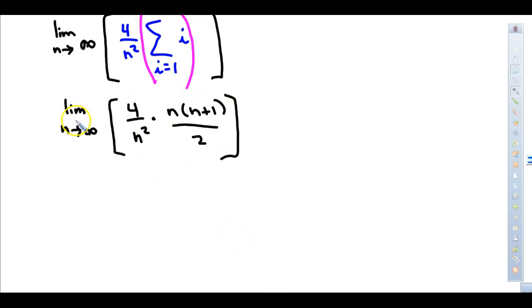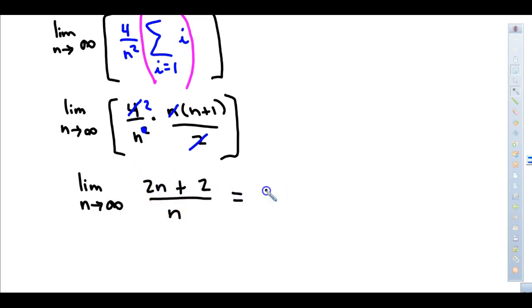Simplify before you take a limit. See, once I plug in this formula, my summation's gone. So now I'm going to simplify before taking a limit. 2 divided into 4 is 2. This n cancels with one of those. That is all that I see that I can cancel. So the limit as n approaches infinity of 2n plus 2 all over n. Now with your limit to infinity, these degrees are the same, so that limit is simply 2. And like that, we are done.